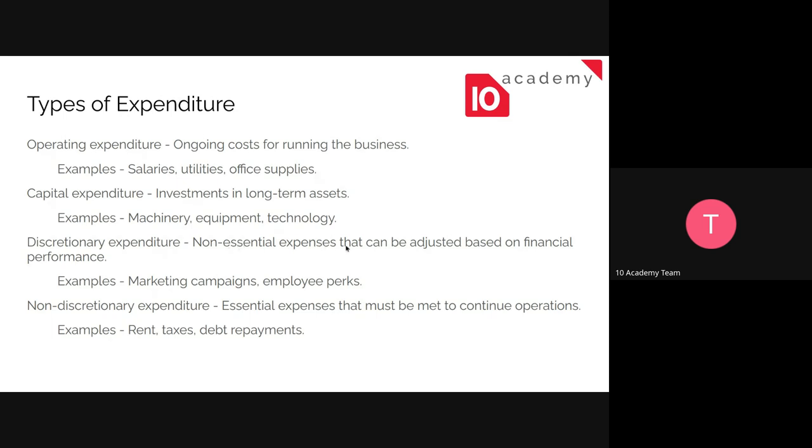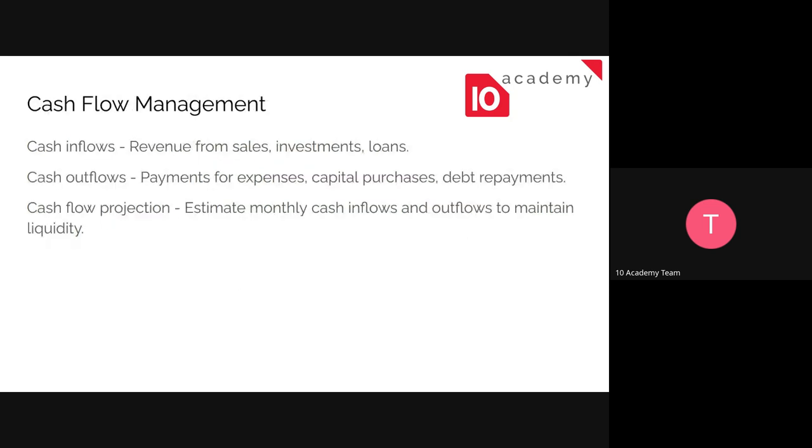Then there are non-essential expenses that can be adjusted based on the financial performance. So, like marketing campaigns: the marketing campaign cost could be less if the company is not looking to market more, but it could be more if they are looking to market more, right? And employee perks, this includes promotions, we can say, and so on. And rent, taxes, and debts are more of a fixed payment. I think this one is non-fixed, and this one is pretty fixed.